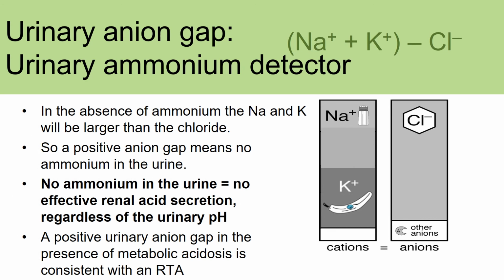In the absence of ammonium in the urine, the sodium and the potassium usually would be equal to or more than the chloride, right? And a positive urine anion gap is telling you that the metabolic acidosis could be because of an inability of the kidney to make ammonium. This could be a distal RTA 1 or 2 in this condition.